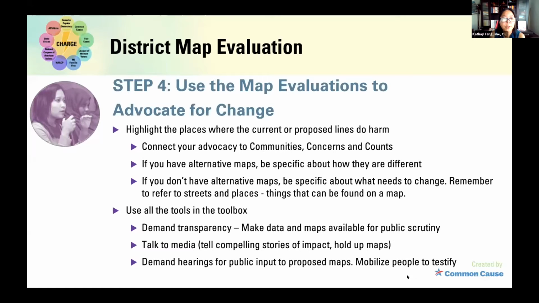If you have alternative maps, you'll want to be as specific as possible about how those maps are different than the ones that are being proposed by the official body. If you don't have alternative maps, that's okay. You can just be specific about what needs to change.